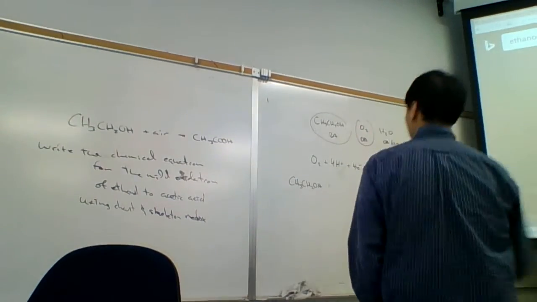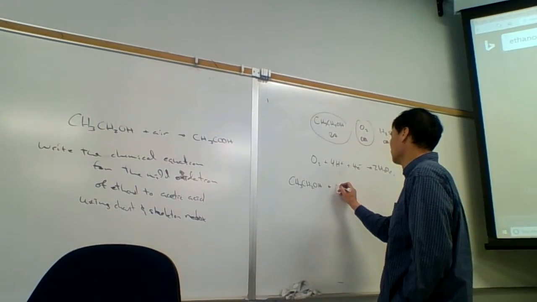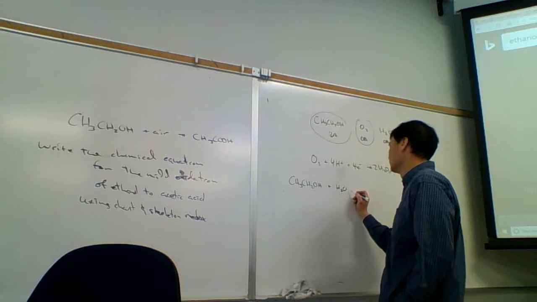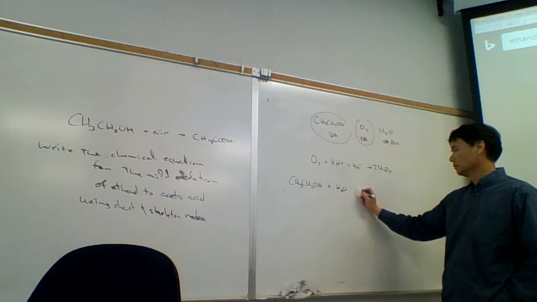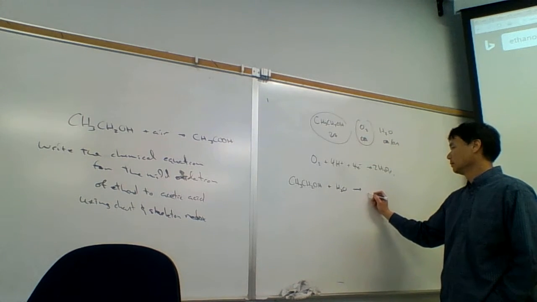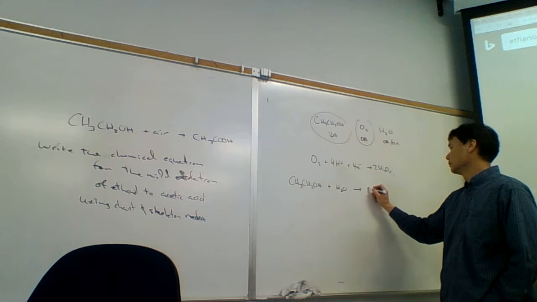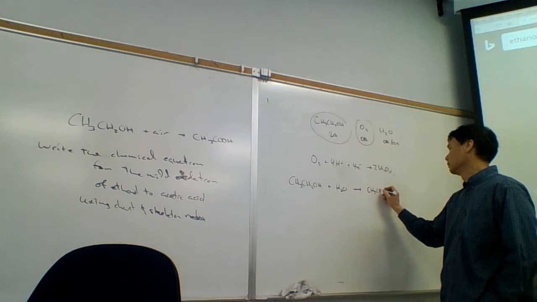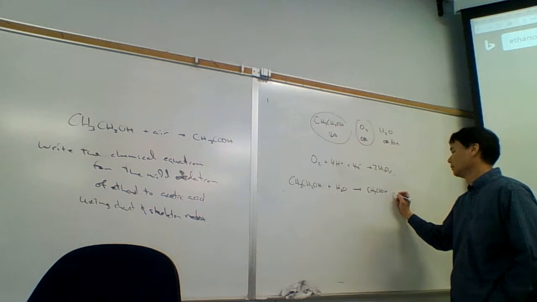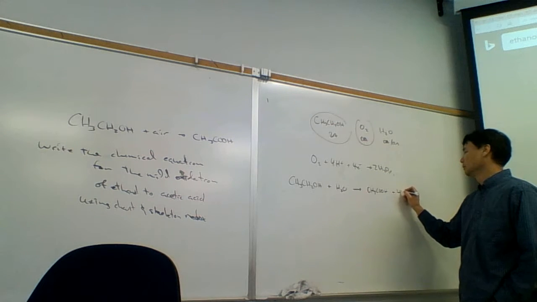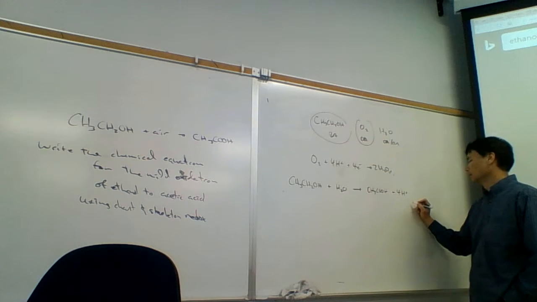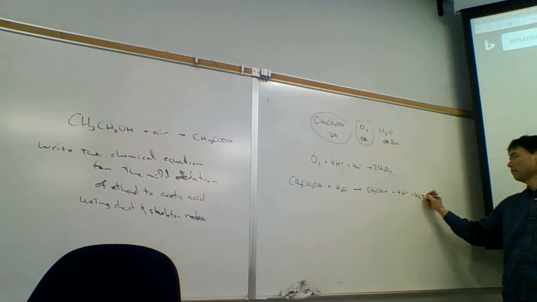Okay, ethanol plus one water? Yeah. Then it yields acetic acid plus 4 hydrogen plus 4 electrons. Okay.